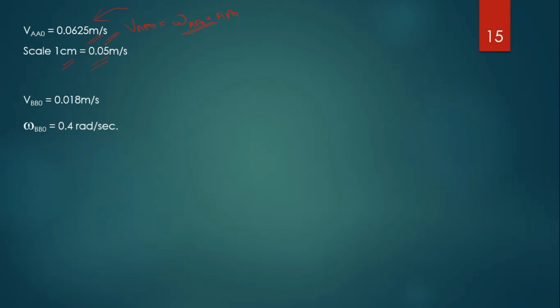And now we have to fix the points A naught B naught. So here I am going to draw. So this is the point A naught, B naught. So this is a fixed point, so velocity is equal to 0, right? So first we have to draw the perpendicular line, the magnitude of which is equal to 0.0625 meter per second, and which is perpendicular to the configuration diagram link A naught A, right?